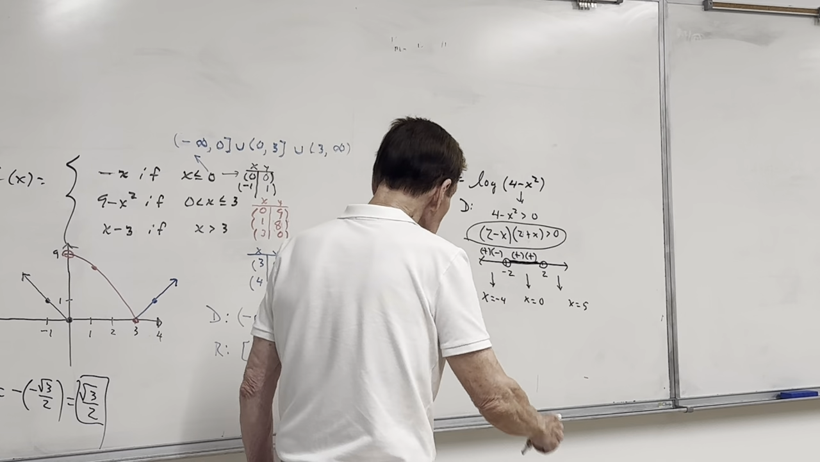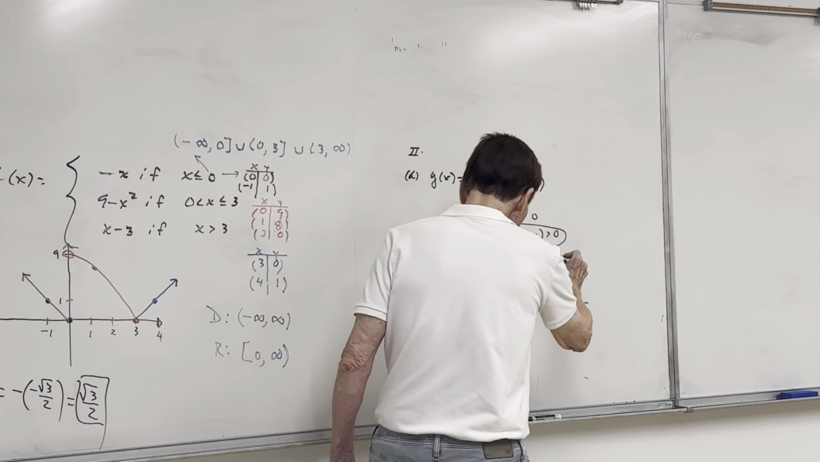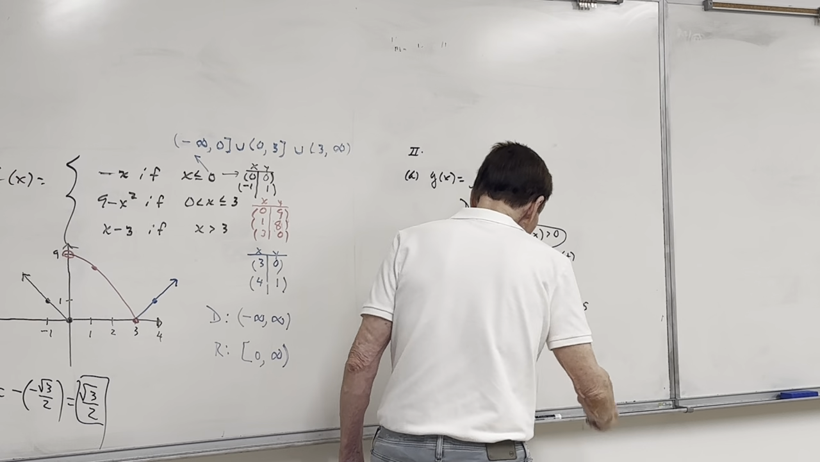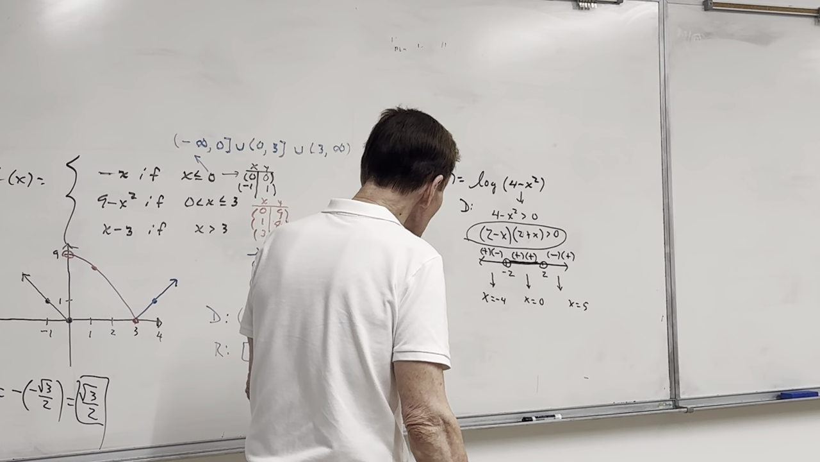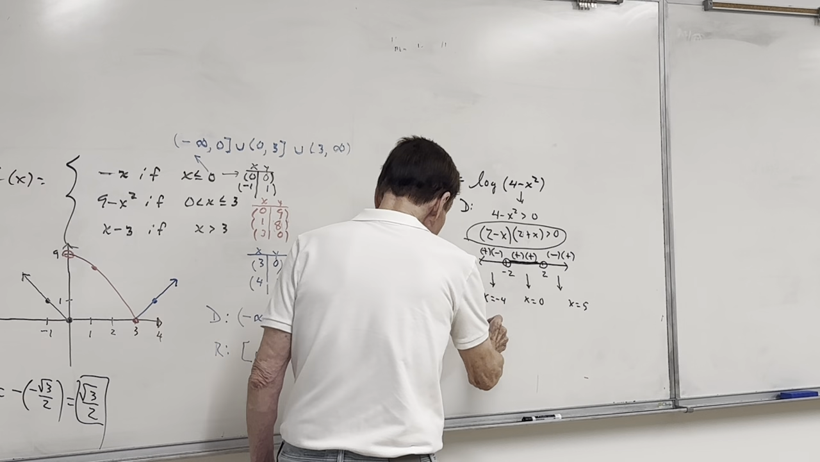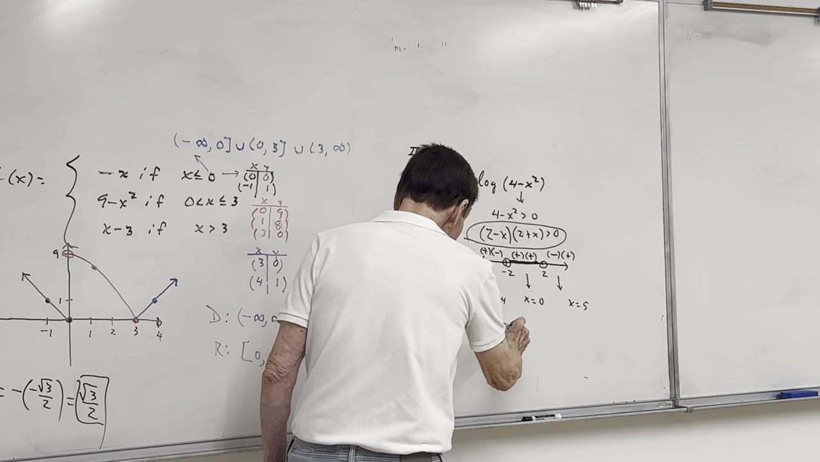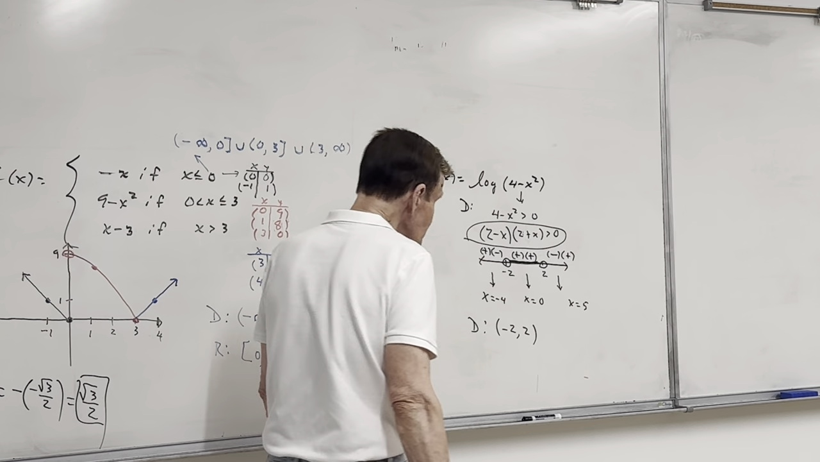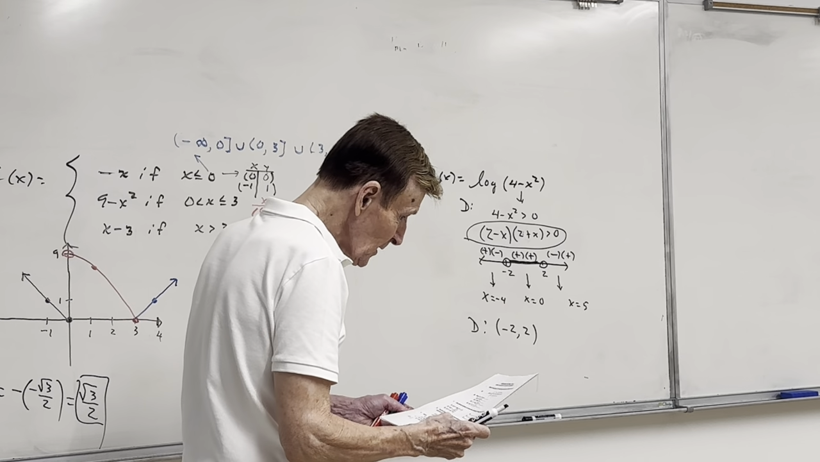5, I doubt it works, but here goes. 2 subtract 5 is a -3. 2 plus 5 is a +7, and it's not going to work. So my domain, guys, after all that, in interval notation would be open, -2, up to 2. So it took a little bit of work there.